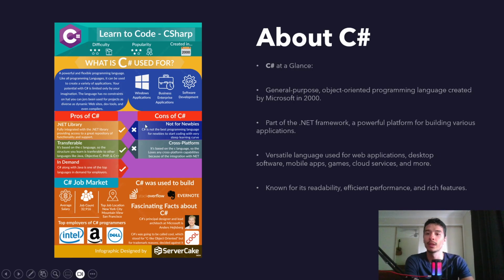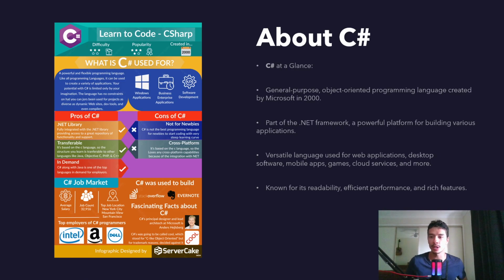So I've got a little infographic down the left-hand side here. It's got a difficulty star of 3 out of 5, popularity 4 out of 5, and the date it was created. So yeah, Windows applications, business enterprise applications, and software. So pros of C Sharp, it's in the .NET library. It has access to all the repository and functionality and support. It's transferable, so the structure you learn is transferable to other languages like Java, Objective-C, PHP, and C++.